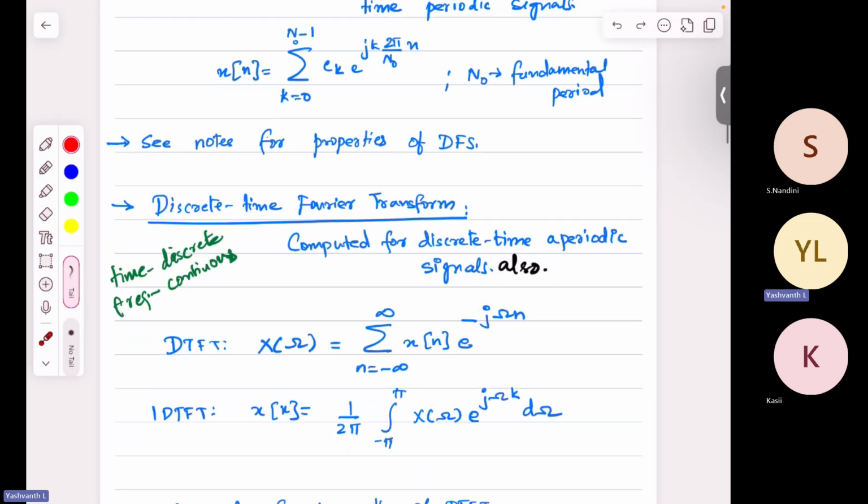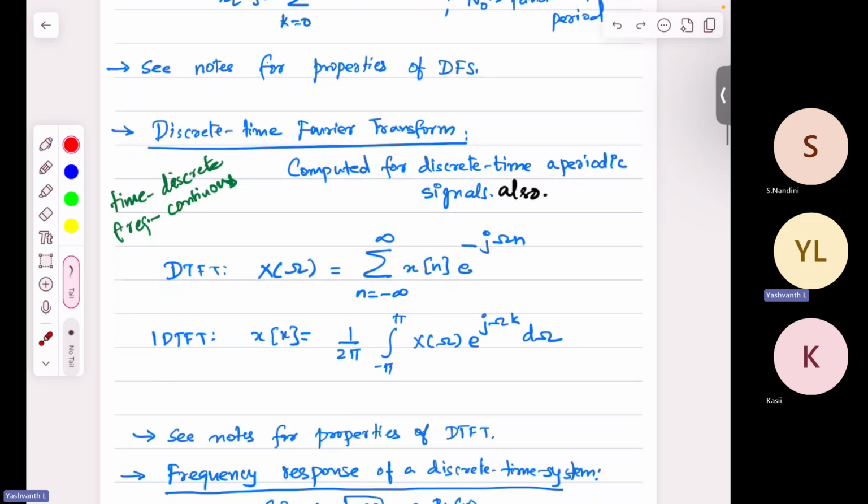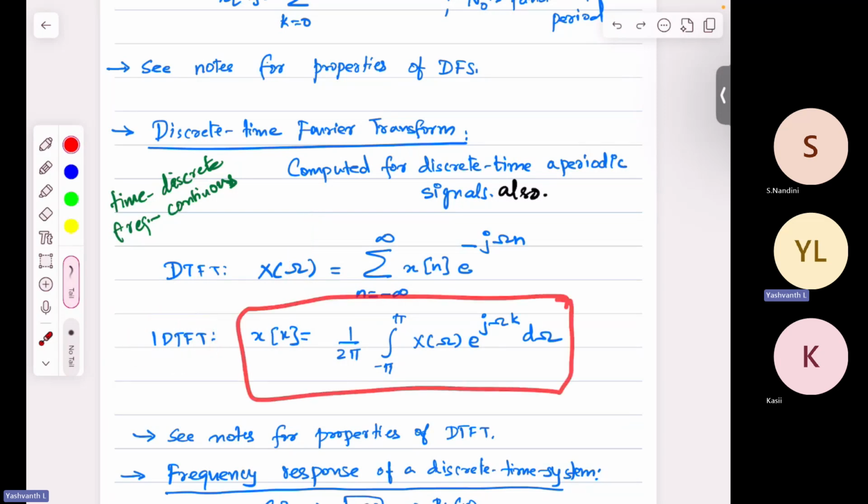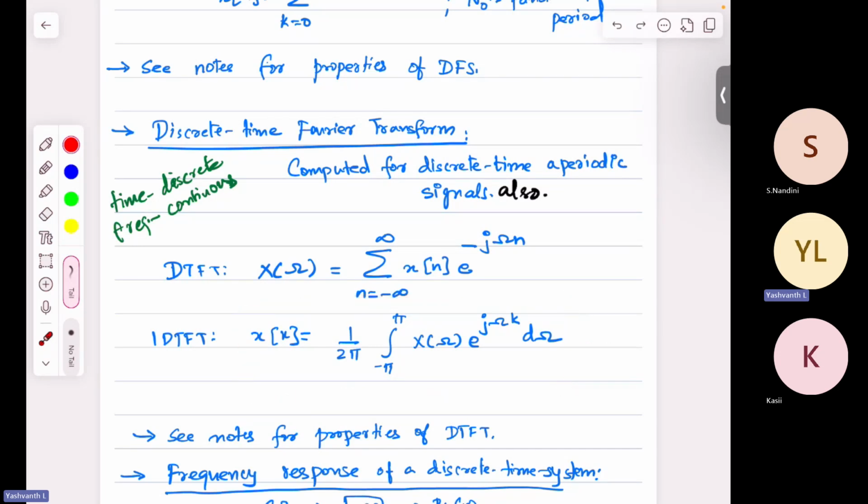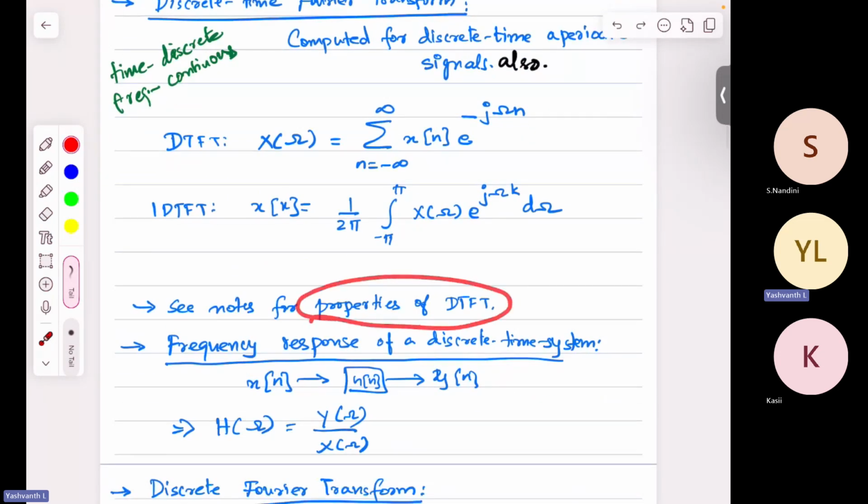Okay, so how is it defined? It is defined as X of omega equal to an infinite summation of x of n e power minus j omega n. So omega is the discrete frequency. And similarly you can define what is called the inverse discrete time Fourier transform, which has a similar expression like every other inverse transform. Again, look at the notes for the properties of DTFT.